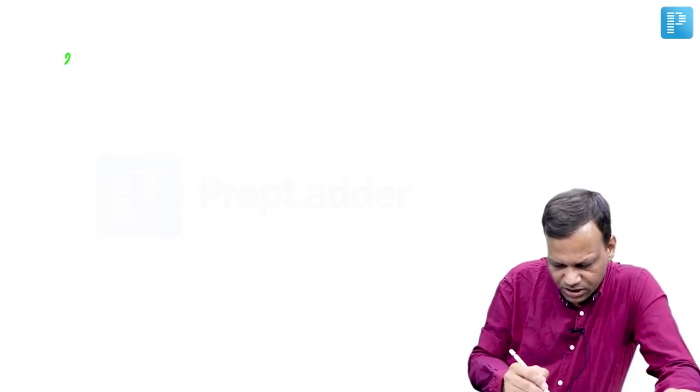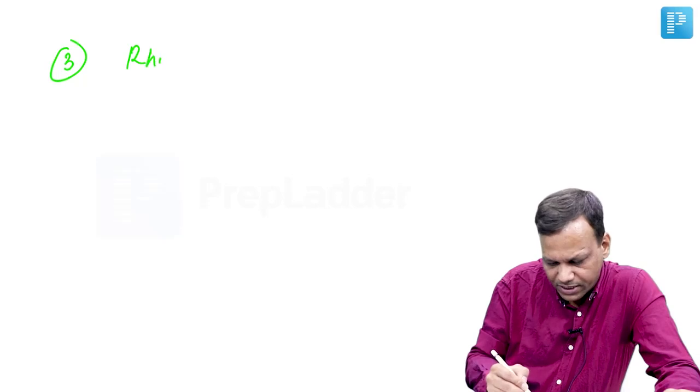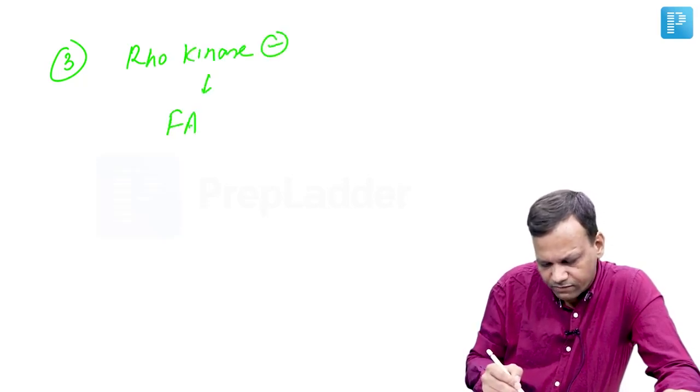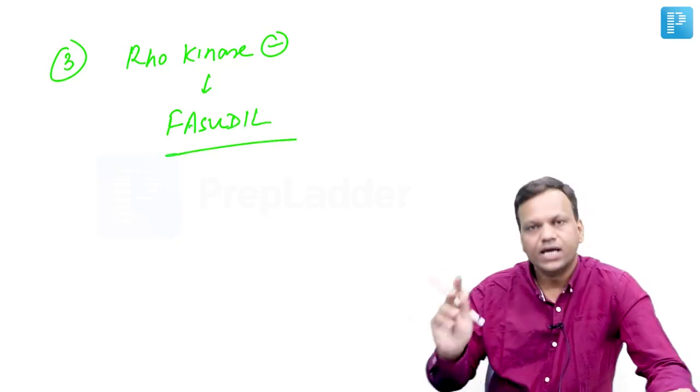Then the third drug which is used in angina, a new drug, is the rho kinase inhibitor. Rho kinase inhibitor, and the drug is fasudil. Fasudil is a rho kinase inhibitor used in angina.